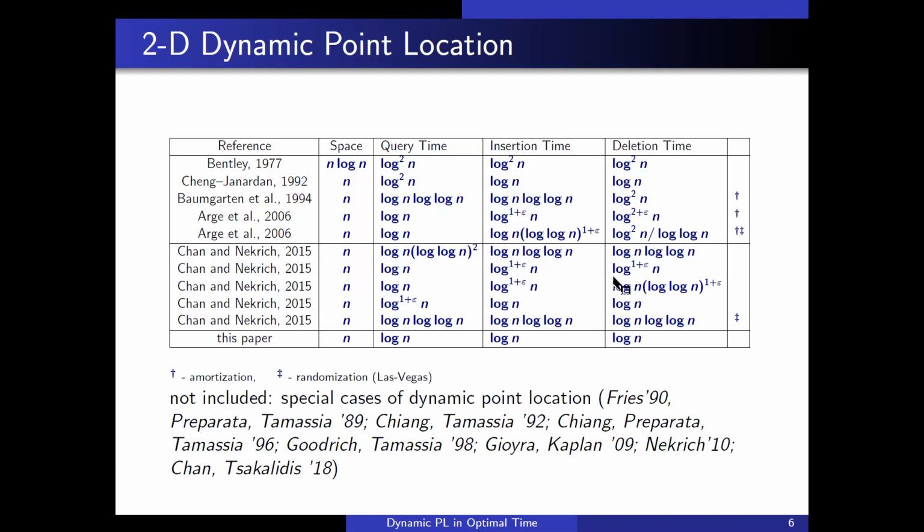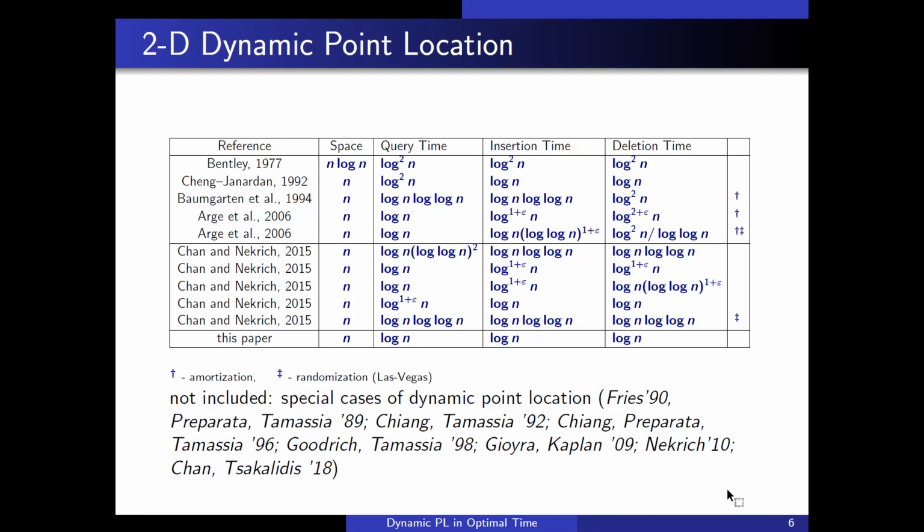So here on this slide, you can see the most significant previous results on this problem. You can see that this problem is actually very difficult. The progress was relatively slow, with 1 or 2 results published every 10 years. And so in this paper that I present here, we finally achieve linear space and log n time for queries, log n time for insertions, and log n time for deletions. In this table, what is not included are many other results that deal with special cases of the dynamic point location.